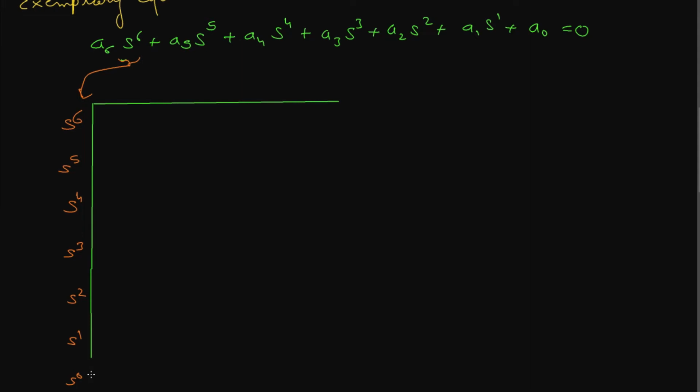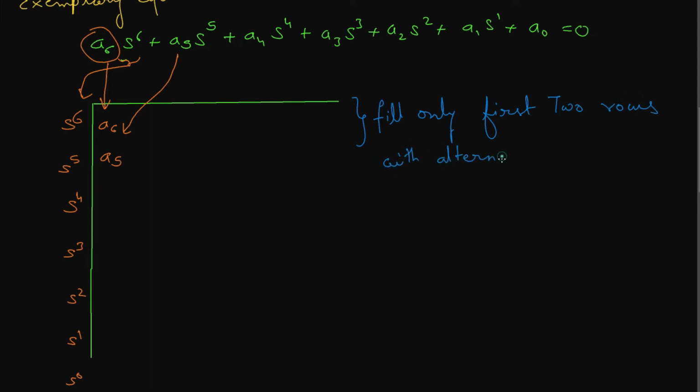Having done that, now we will fill the first two rows on the right hand side of the vertical line. The first column will be filled with respective coefficients of S raised to power 6 and S raised to power 5. So here we will directly put the coefficients of S raised to power 6 and S raised to power 5 from the given equation. Once we have done that, for the rest of the columns, we will alternately take the coefficients and put them. In other words, we will reduce the power of S by 2 and then put their coefficients in each column.